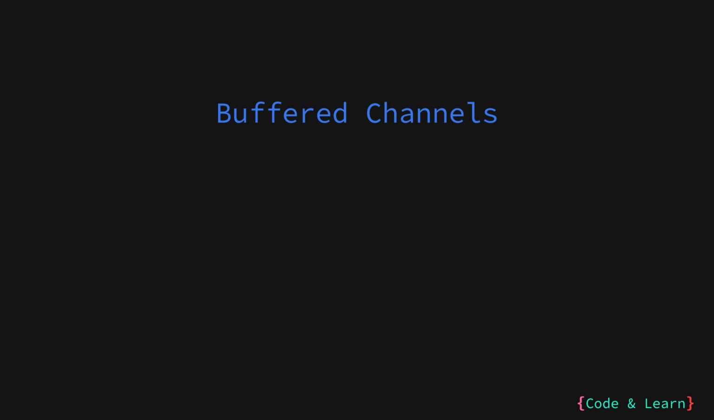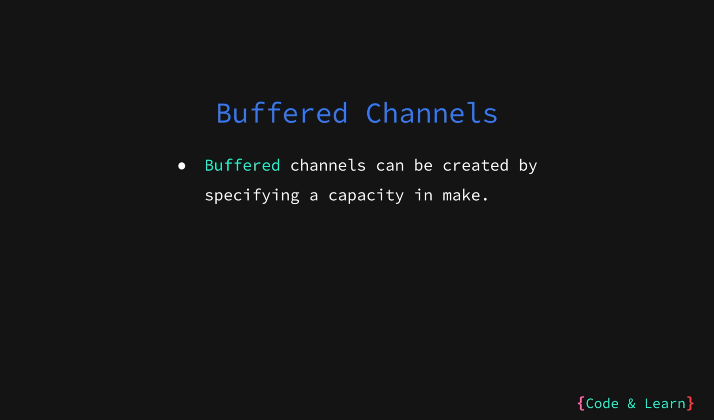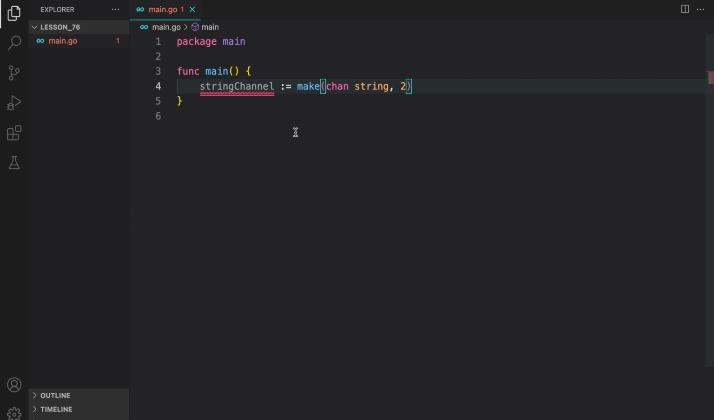Now let's move on to buffered channels. When creating a channel, if you specify the capacity of the channel, it will create a buffered channel. That means the call won't block until the channel is full. So as you can see here, I am creating a string channel which is of capacity 2. So this is essentially a buffered channel. So you can write 2 strings before getting blocked.